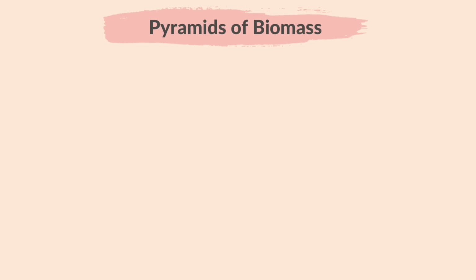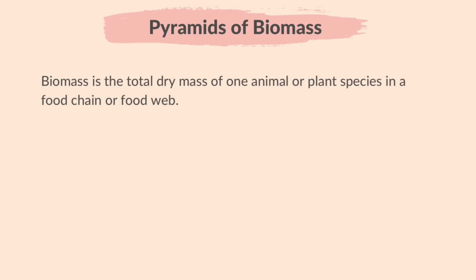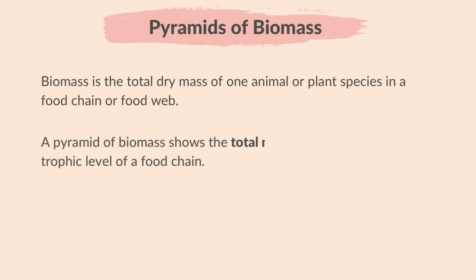Next, what are pyramids of biomass? Biomass is the total dry mass of one animal or plant species in a food chain or food web. A pyramid of biomass shows the total mass of organisms in each trophic level of a food chain, rather than the number of organisms. Pyramids of biomass give a clearer picture of the amount of plant or animal material at each level of a food chain.